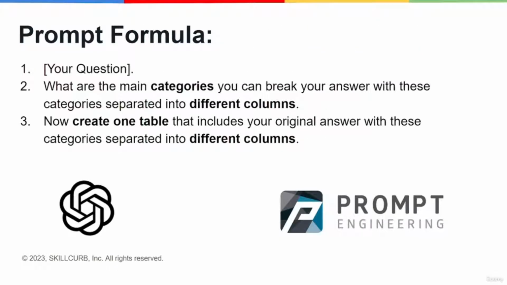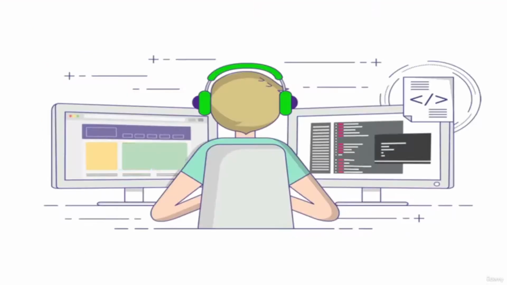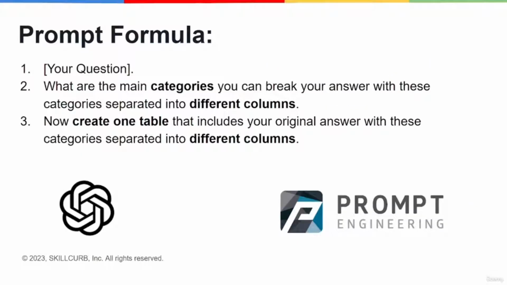So here's what our formula would be. This is actually a multi-step process. We're going to start off with the question. The next prompt that you want to do is what are the different categories you're going to break your answer into for more descriptiveness. And the third one will be, you will create one single table that includes all your original answer with these new categories separated into different columns.